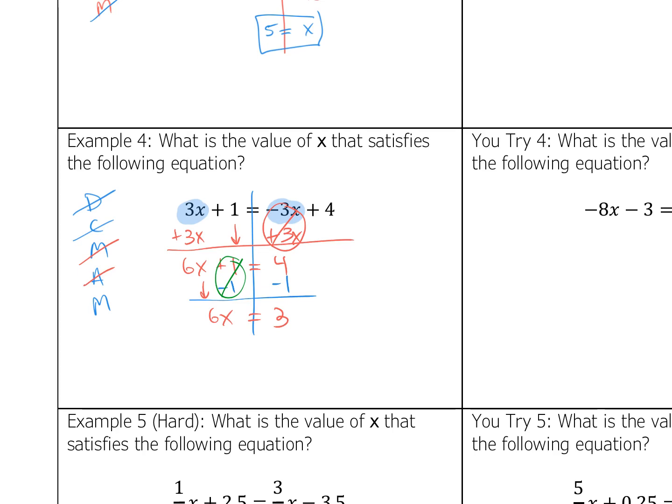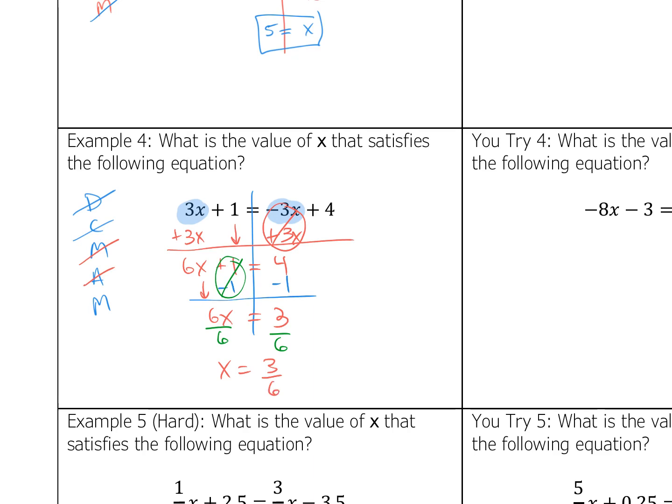Lastly, can I multiply or divide? Well, right here, it's 6 times x equals 3. So the inverse will be to divide by 6. So I have 6, or x equals 3 divided by 6.